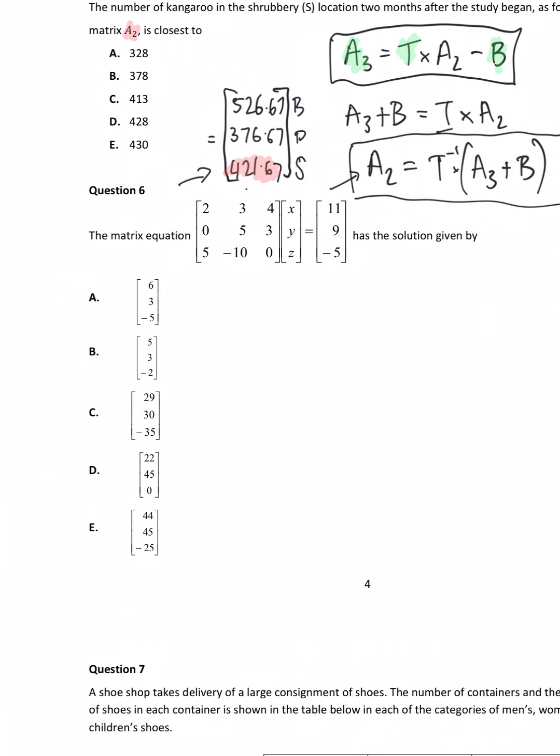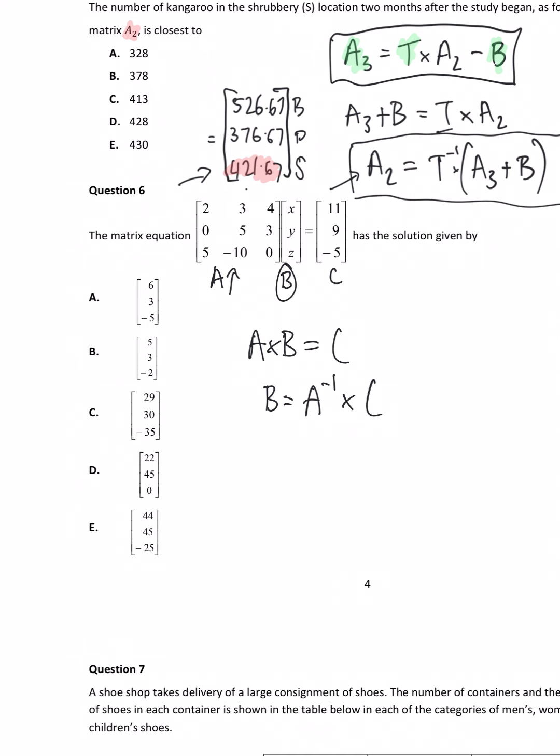Question 6. We've got the matrix equation, and it has the solution. This one's quite an easy one. If I just label this matrix A, this matrix B, and this matrix C, essentially it looks like this at the moment, just with the notation. What we're trying to do is find the values for X, Y, and Z. So we want to get B by itself, so we'll do the inverse of this matrix up here, always put it first, times C, and that'll get us our answer.